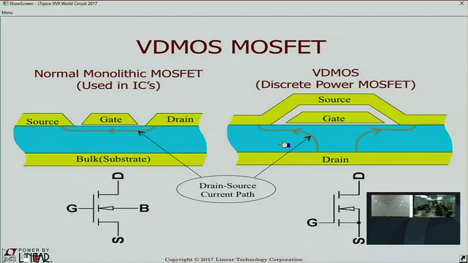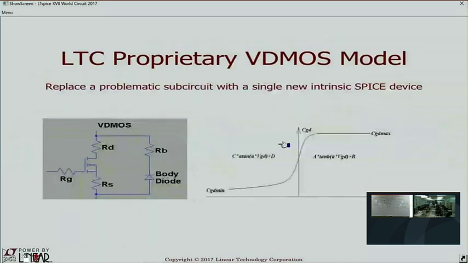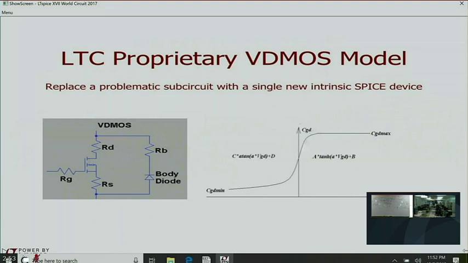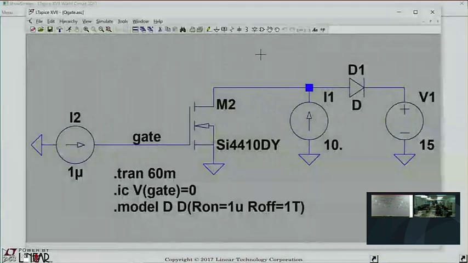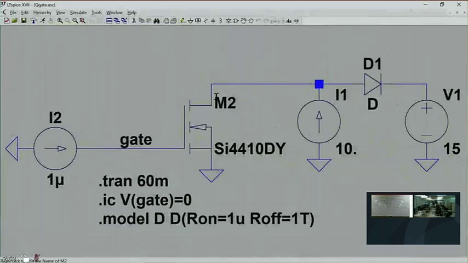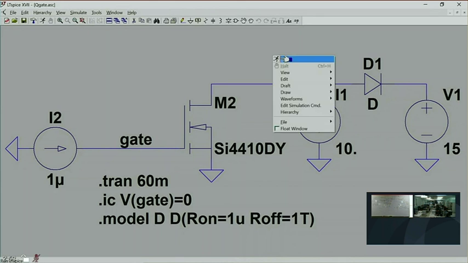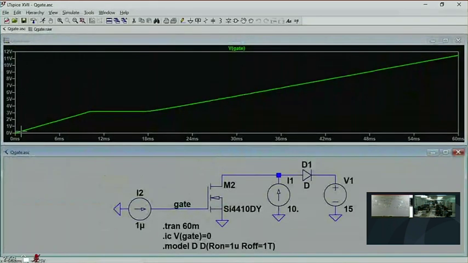All right, so that's the deal with power MOSFETs. Oh, let me show you the behavior of this. This is the gate charge plot. How many people here have looked at the data sheet of a power MOSFET? A few people. Well, they give you a plot that looks like this. It's a plot of gate voltage versus the charge on the gate. And the way it's extracted is a circuit like this.